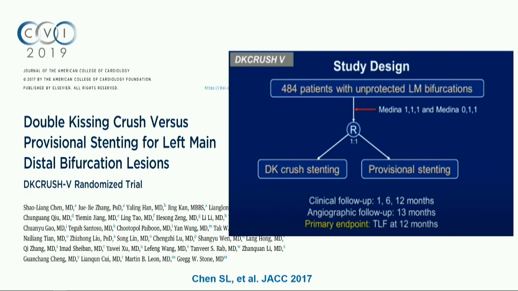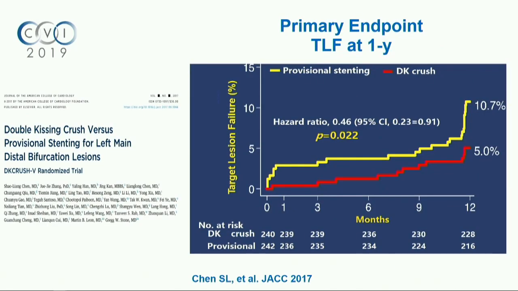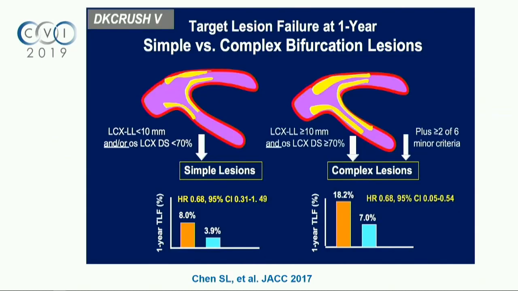Moving on to provisional. I mean, you saw before that provisional is the preferred strategy if you have a side branch that is big but doesn't have a high chance of being lost. However, there is the DK crush 5 study that was presented at TCT a couple of years ago and published in JACC that randomized nearly 500 patients to either DK crush or provisional stenting. And the incidence of target lesion failure at 1 year was significantly less in the DK crush group. So even provisional didn't have as good outcomes.